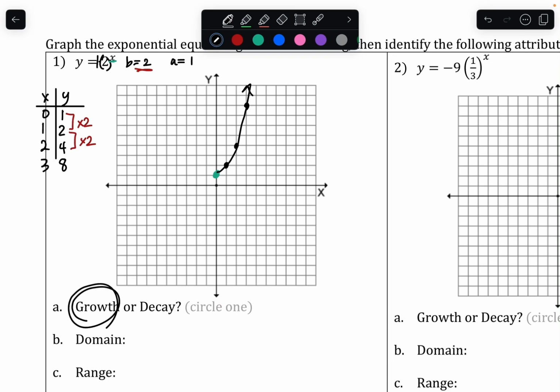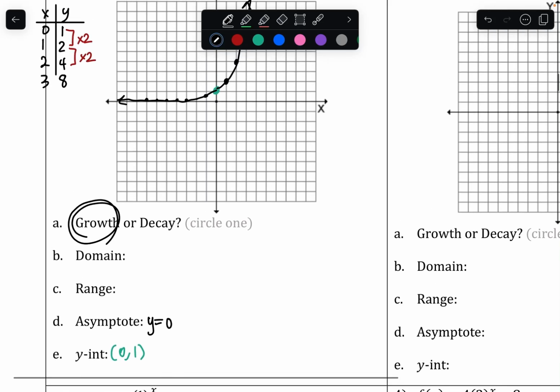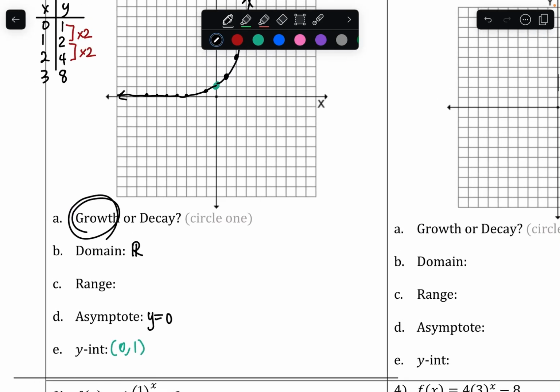And so as we go backwards, we have our 1/2, we have our 1/4, we have our 1/8, we have our 1/16, 1/32, 1/64, 1/128. So we're getting really, really close to 0, which means our asymptote is y equals 0. Domain, all real numbers all the time. I'm going to start using the symbol just to save some time. And then for the range, we are above the asymptote. So we're going to say y is greater than 0.